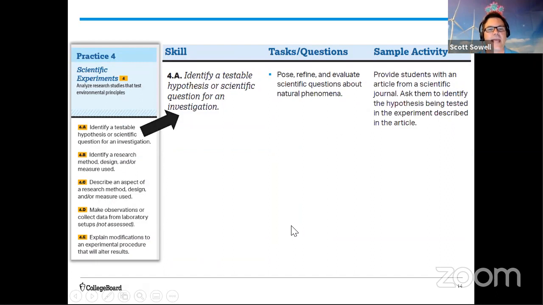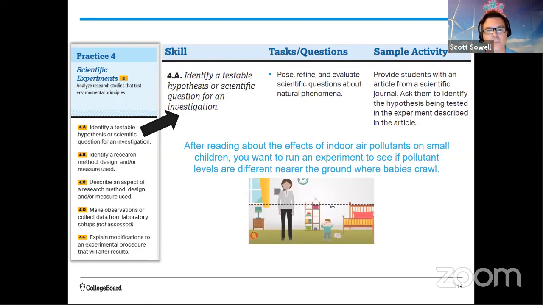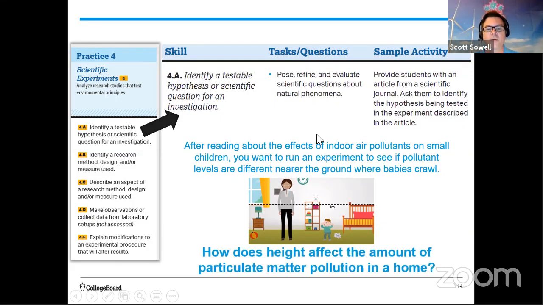All right, so let's start with A, just identifying a testable question or a hypothesis. And this will come from you reading something about a piece of research or reading some information on a certain topic, and then you can develop a question based on that. So for example, let's say that you were reading about the effects of indoor air pollutants on small children, and you want to run an experiment to see if the pollutant levels are different nearer the ground where the babies crawl. Well, to put that in the form of a testable question, you might want to say, how does height affect the amount of particulate matter pollution in the home?